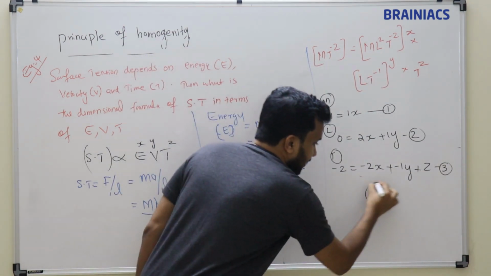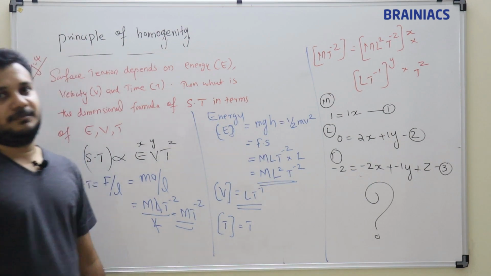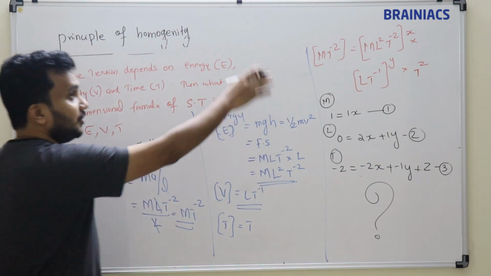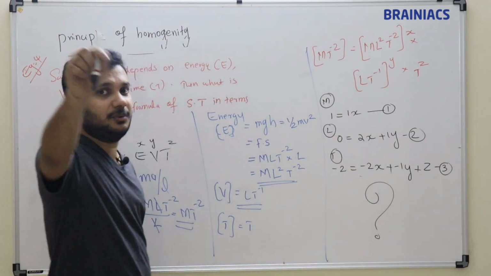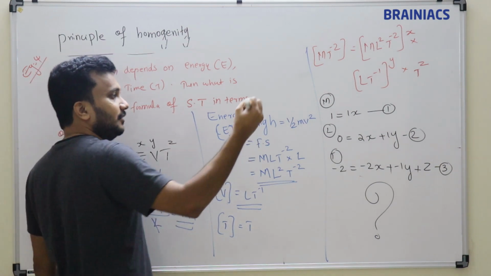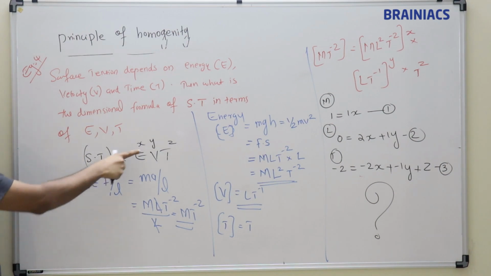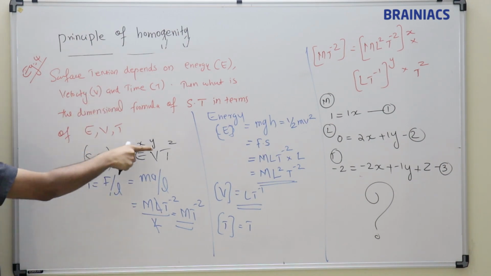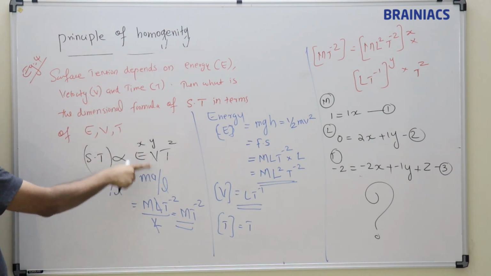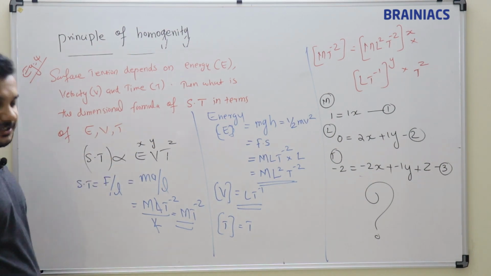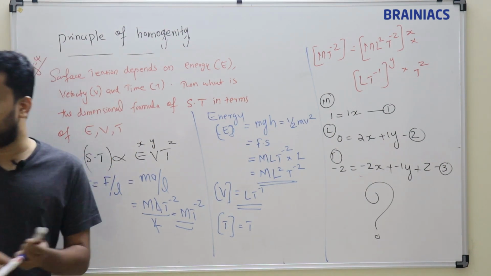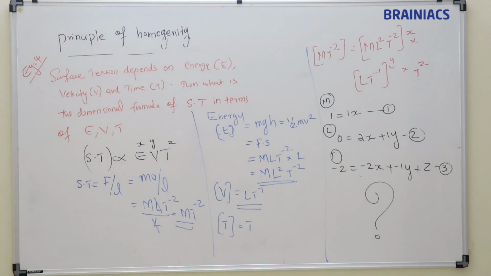Next, I am asking you, what is the next step? We have to solve all of this, right? Then what will we find? We will find x, we will find y, and we will find z. Then we will substitute here and say, hey, surface tension has the formula E power x, v power y, t power z. So we will solve these parts; the x, y, z values we have to solve.